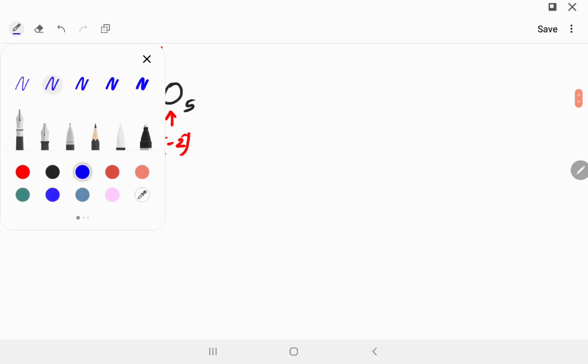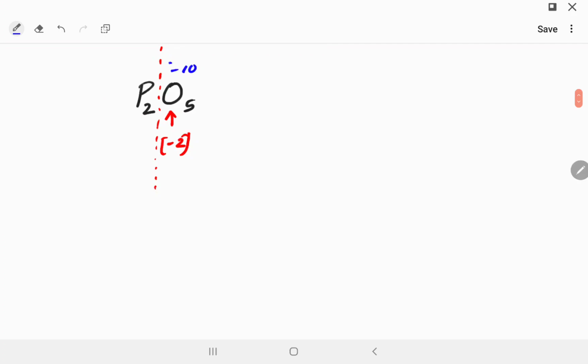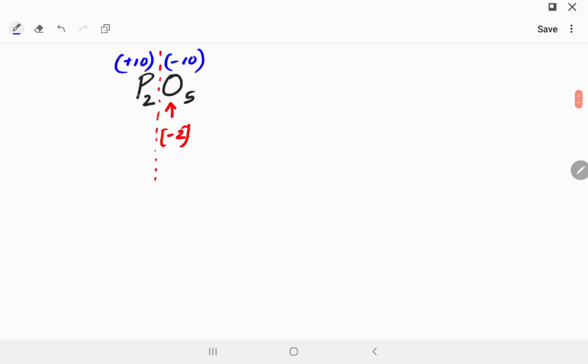Okay, phosphorus pentoxide, diphosphorus pentoxide. Let's try this one. Let's separate the two atoms so that we can do it easily without writing equations. For each oxygen, the oxidation number is -2, and you have 5 oxygens. So the oxygen side has a grand total of -10. So two phosphorus should give you a +10. So the oxidation number of phosphorus should be 10 divided by 2.